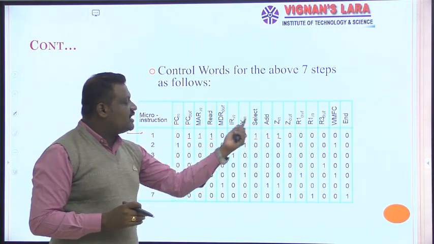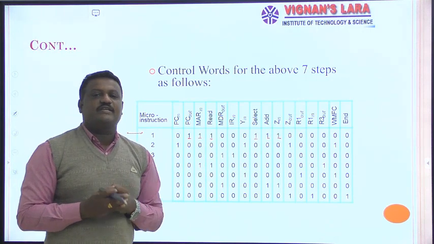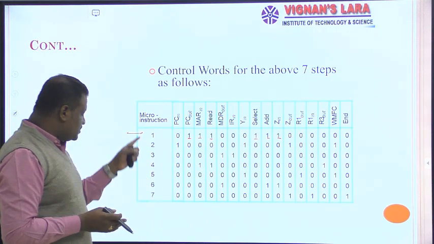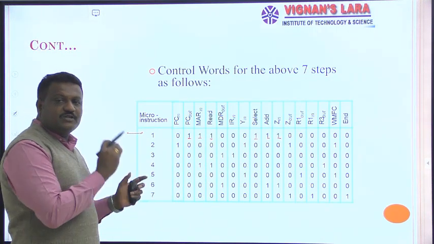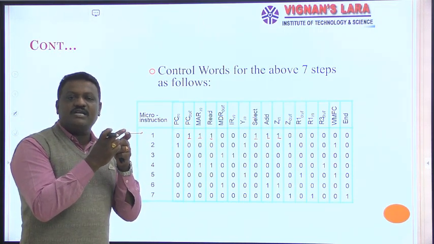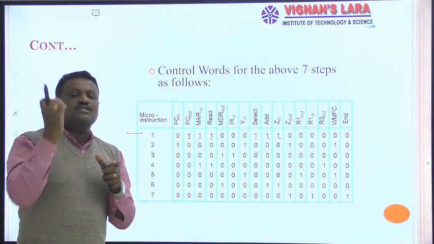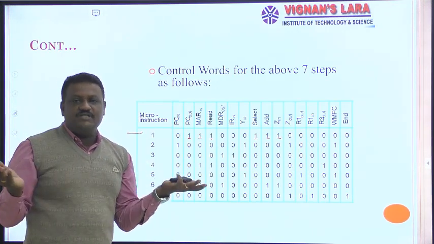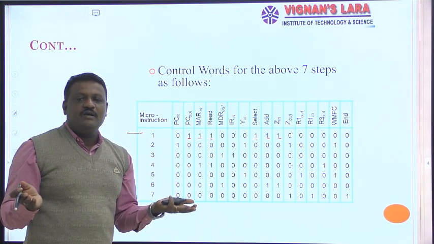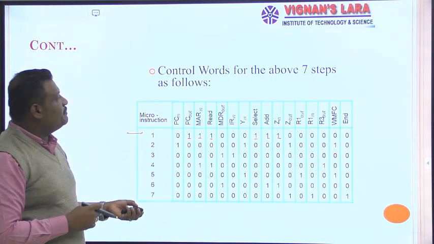That's why these bits I set to 1 and the remaining signals' bits I make 0. Like that for 7 steps. In each step, whatever signals I need, according to those signals I make my control word. In that control word, the signals which are needed, those corresponding bits are set to 1, and the signals which are not needed, I set as 0. That you have to remember.